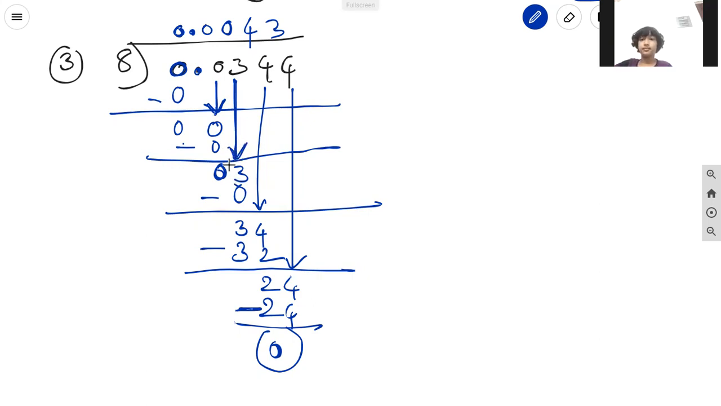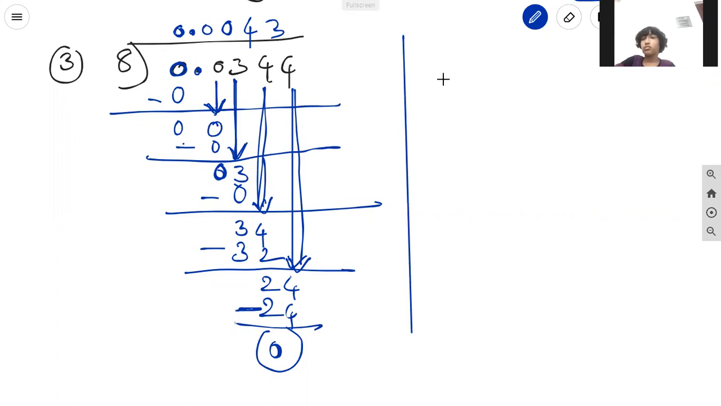hundredth digit, 3. In 3, 8 is not subtracting, so 8 zeros are 0. 3 minus 0 is 3. Write the thousandth digit, 4. 34. 8 fours are 32. Subtract, getting the 2. Then write the ten-thousandth digit, that is 4. 8 threes are 24. See here, tens, hundreds, thousands, ten-thousands. This is the one problem.